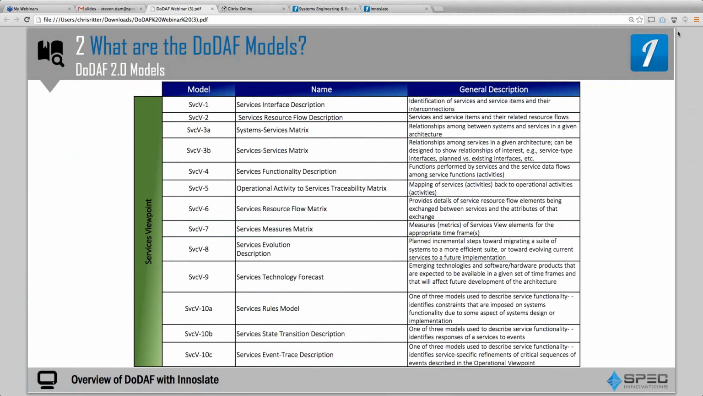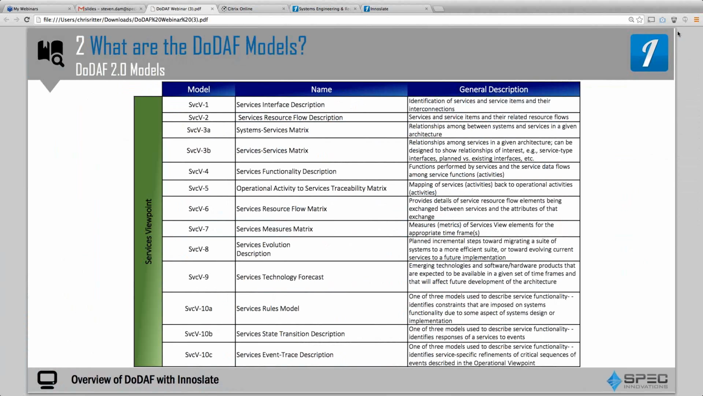Now here, notice that the Services View 10 ABC shows up again with the rules model, a state transition, and event trace. Sure enough, they're the same kind of models that we just saw in the OVs, but this is a lower level of decomposition for the services. So that's the way to look at those. You can again use the same techniques you use on the OV 6 ABC here with the 10s.